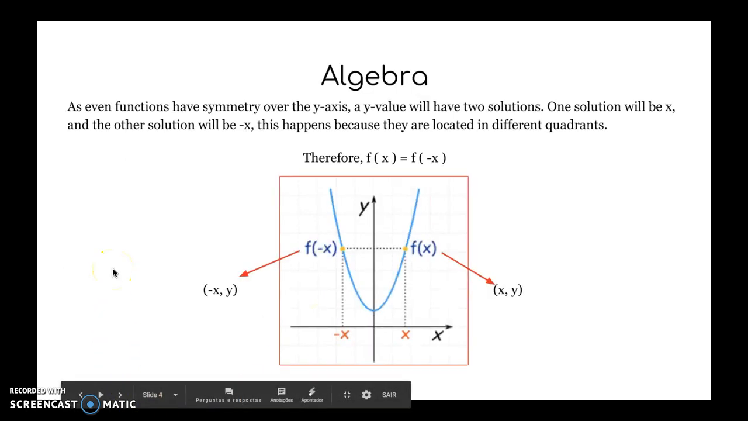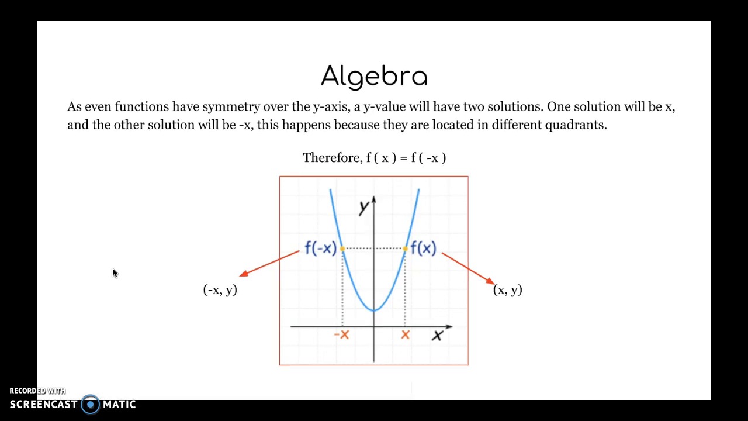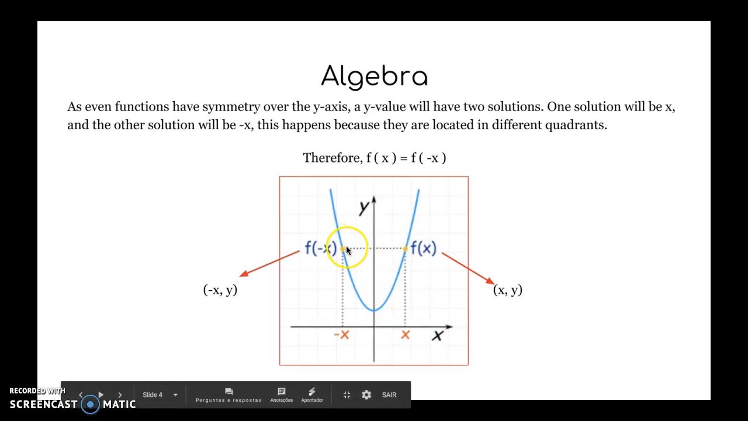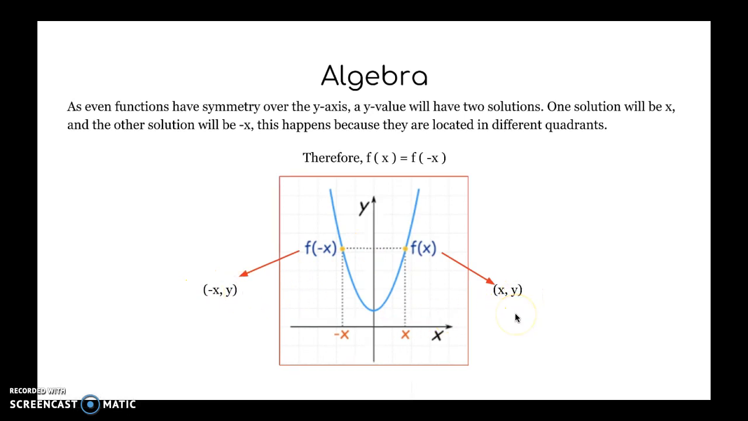Algebra. As even functions have symmetry over the y-axis, a y value will have two solutions. One solution will be x, and the other solution will be negative x. This happens because they are located in different quadrants. So here we can see that this value of y will have two solutions. One which is going to be x, and one which is going to be negative x. So it will give us 2 points, negative x and y, and x and y.